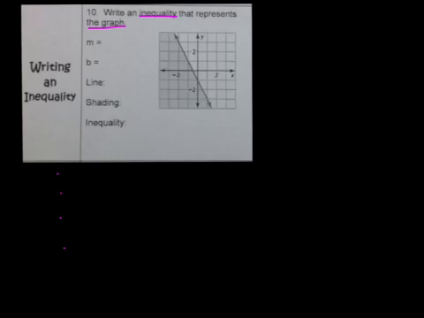Okay, now where you want to start is you want to look, you always want to begin with the B, which is the y-intercept. Okay, so let's look first at where this line is crossing the y-axis, and it's right here. What is that? Well, that's -1. So my B is -1.